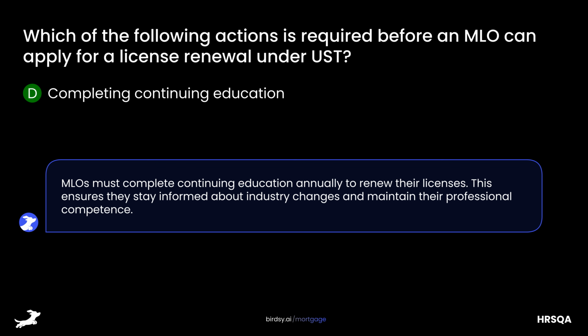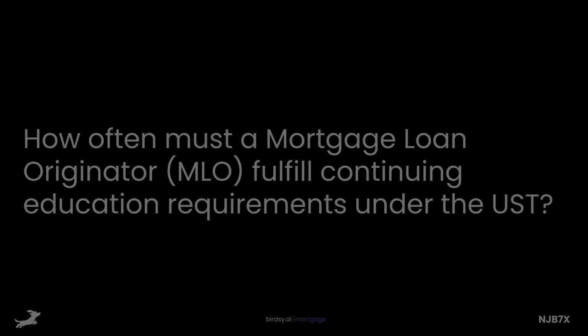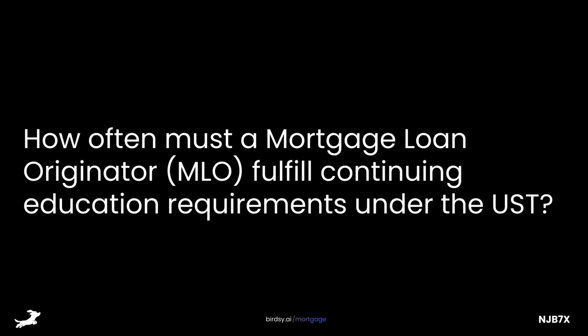MLOs must complete continuing education annually to renew their licenses. This ensures they stay informed about industry changes and maintain their professional competence. How often must a mortgage loan originator fulfill continuing education requirements under the UST?